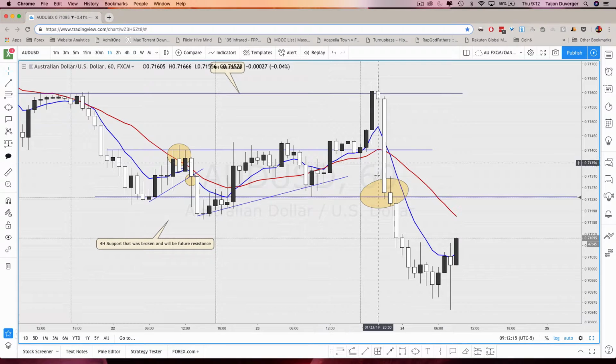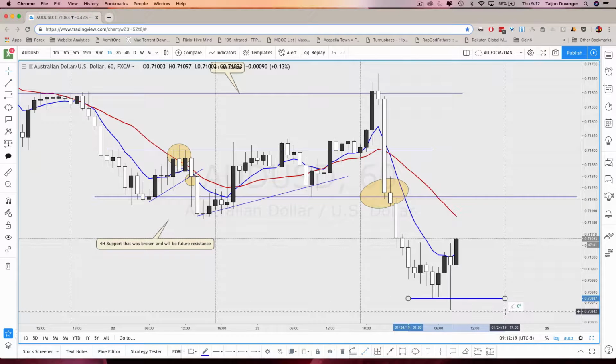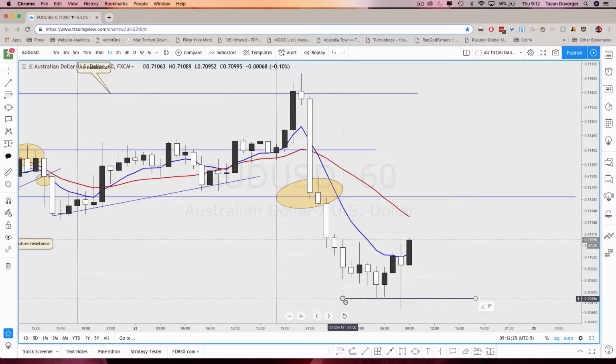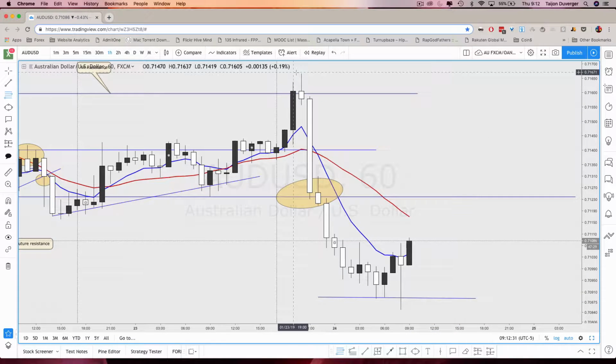70.88 area. So I will put some support here. A little too thick because it's not that heavy of support. It's very minor support, low time frame. So what I'm looking for here is I'm going to now have the opportunity to pull out my Fibonacci tool to measure how far we can pull back.